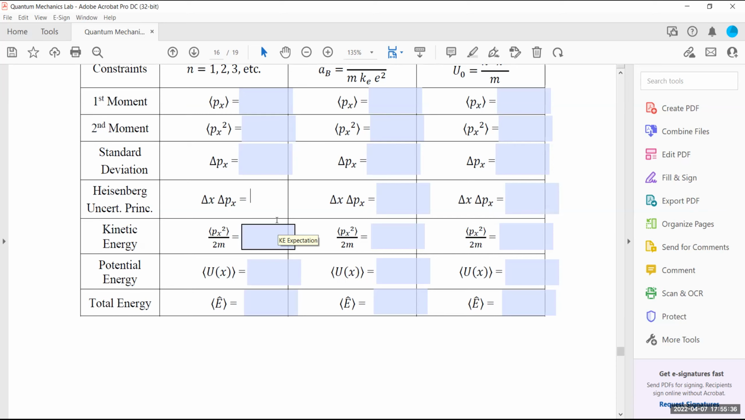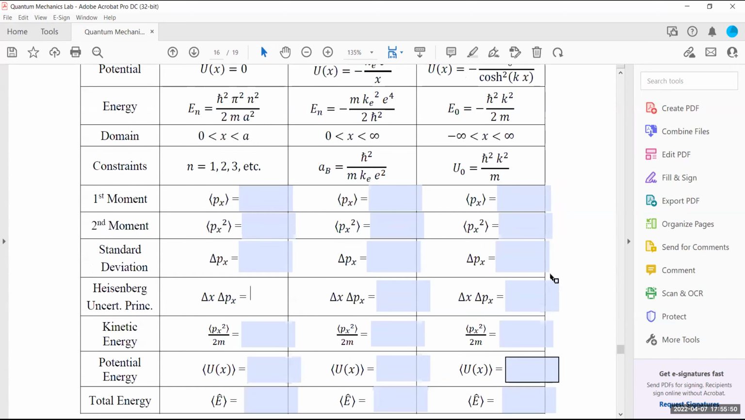If it's 2 h bar, you're in good shape. If it's h bar, you're in good shape. Okay. So the product of these two numbers needs to be greater than or equal to h bar over 2. If it's h bar over 2, you're in good shape. Okay. But remember, where you get this other delta x, it's from the previous table on the previous page.